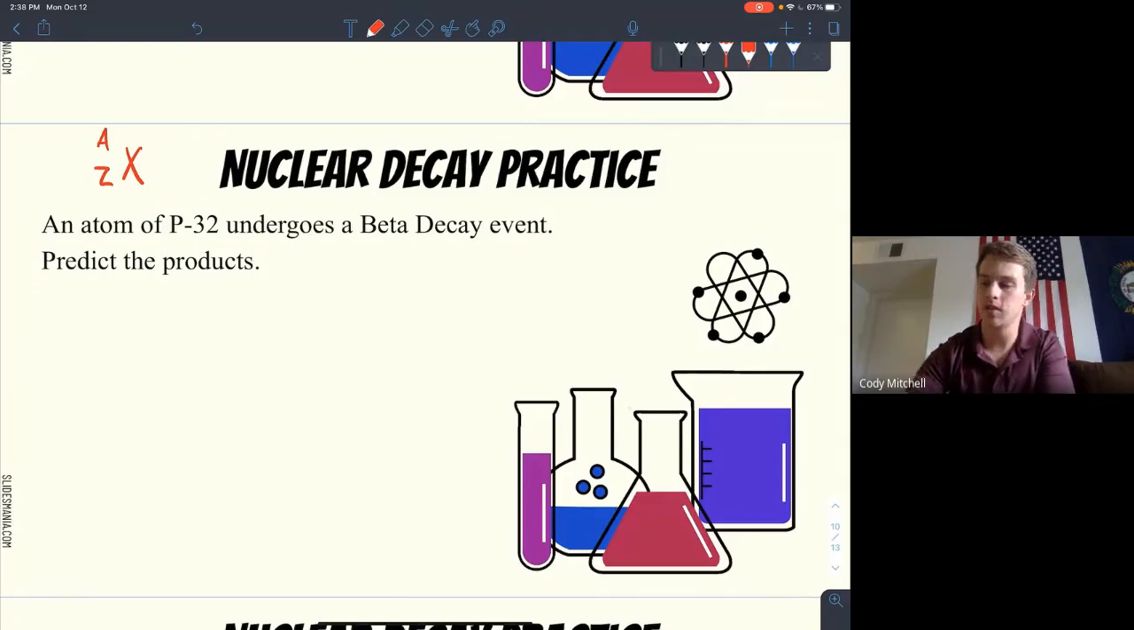So the first thing I've got to do is draw my symbols. Phosphorus is my element symbol, it's P. It's got an atomic mass of 32. If I go to the periodic table, I can see that the atomic number of phosphorus is 15.